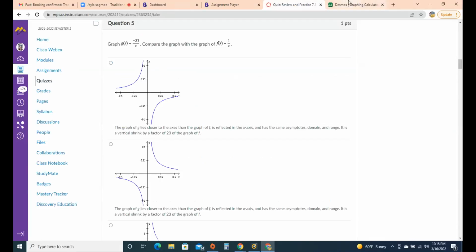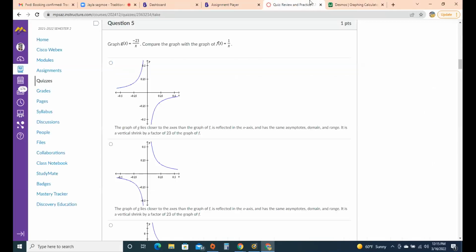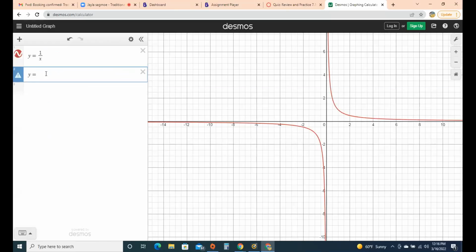Great. All right. So number 5, in that second position, let's graph -23 over x. Keep that one the same, but the second one, graph -23 divided by x.